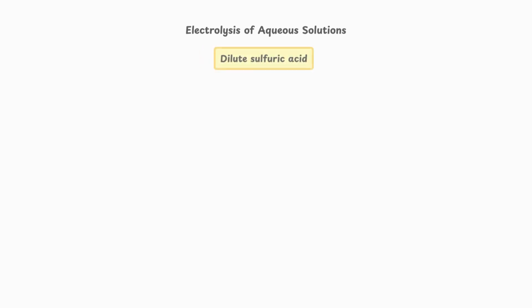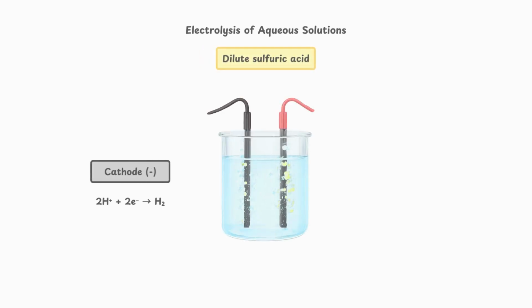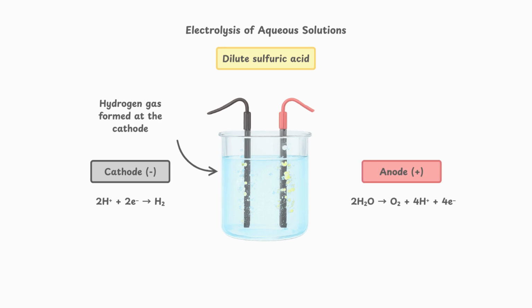Here we have the electrolysis of dilute sulfuric acid. At the cathode, the negative electrode, hydrogen ions gain 2 electrons and are reduced to form hydrogen gas. At the anode, the positive electrode, water molecules lose electrons and produce oxygen gas, as shown by the reaction.